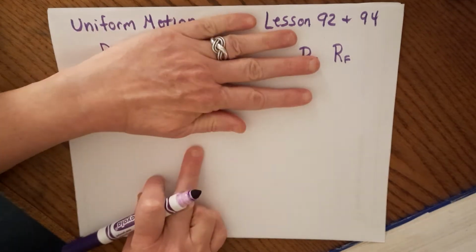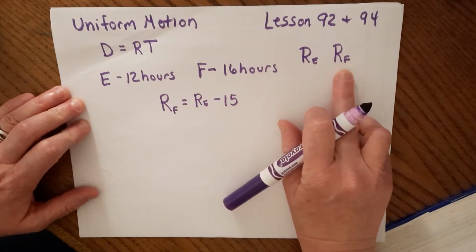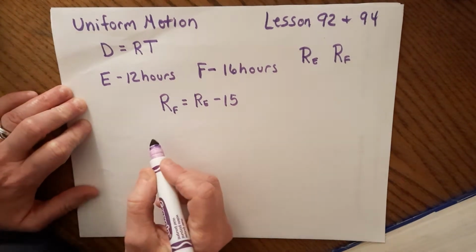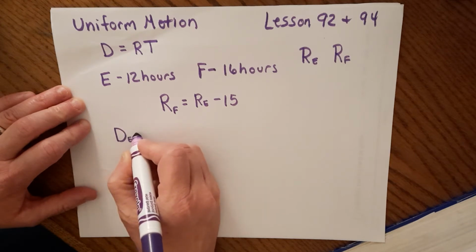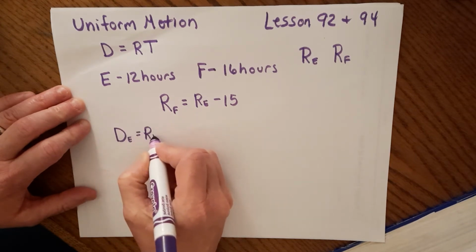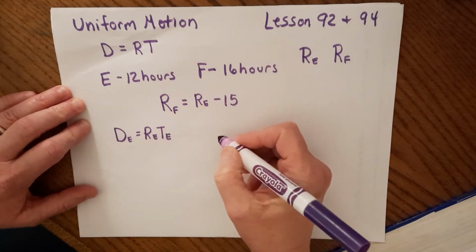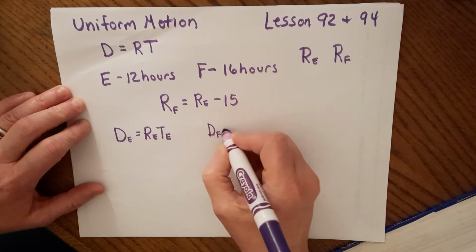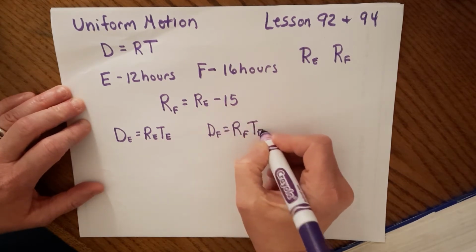Now we have all this information. What can we do with it? How are we going to be able to find the rate of the express and the rate of the freight? Well, first of all, we want to write down two distance equations. The distance of the express train equals the rate of the express train times the time of the express train. We can write another distance equation for the freight train. The distance of the freight train equals the rate of the freight train times the time of the freight train.